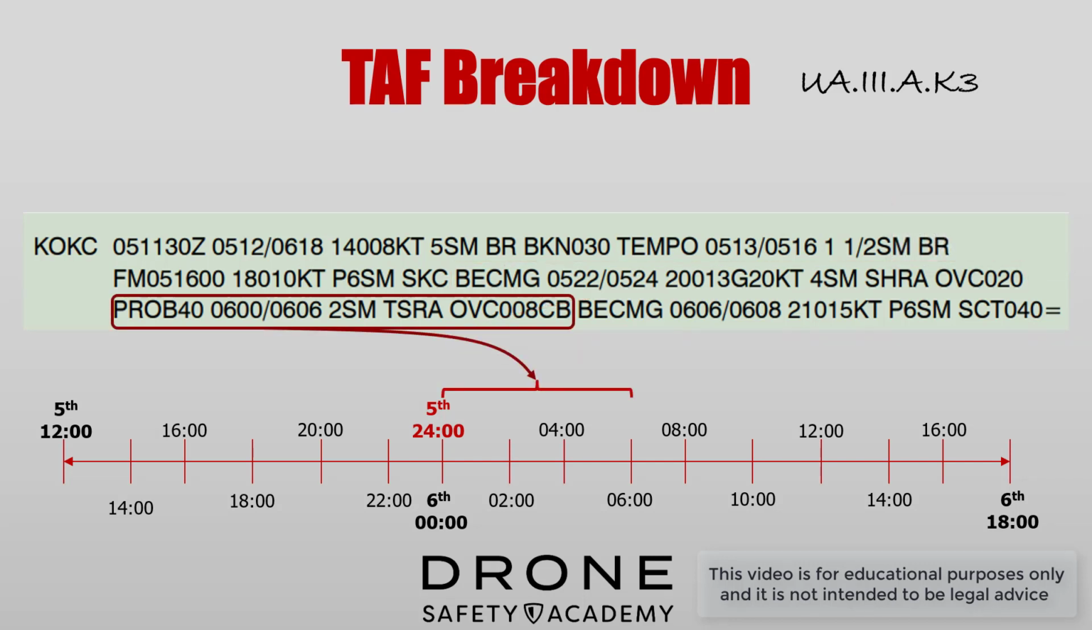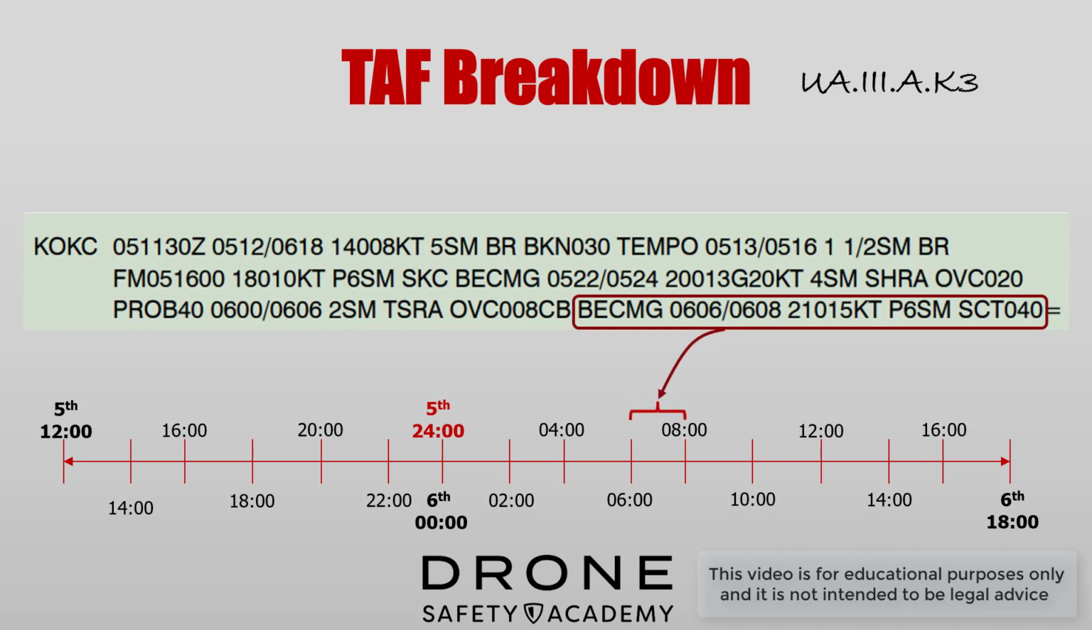Here we have a probability 40 group, stating 40 to 49% chance of thunderstorms, starting on the 6th day of the month, 0 hours to 600 hours, with visibility of 2 statute miles. Weather phenomenon are thunderstorm and rain, and sky conditions are predicted to be overcast at 800 feet with cumulonimbus clouds.